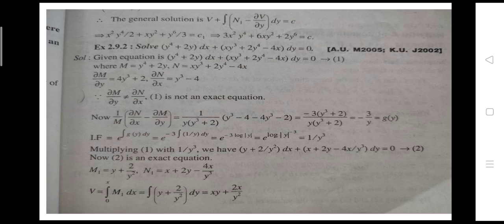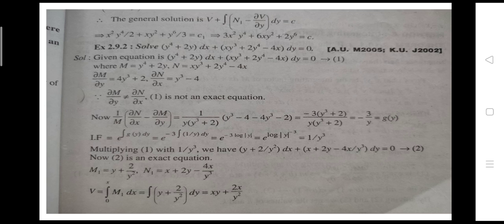So how many terms are there in N? 3. How many terms are there in M? 2. So here N is greater than M. N greater than M means the given equation is not exact, and we need to find the value of 1/M (∂N/∂x − ∂M/∂y). First, ∂M/∂y is 4y³ + 2, and ∂N/∂x is y³ − 4. These two are not equal, which means the given equation is not exact.